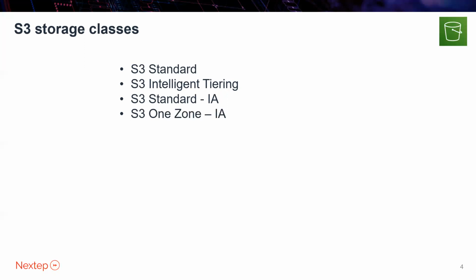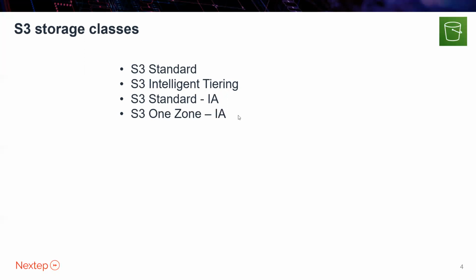But this fourth one is for objects that are not really important. Even if I lose them, not a big deal. But I don't want to pay as much as for the others, so I want to go for One Zone. So if one availability zone is down, I may not be able to retrieve this object immediately. Maybe I'll have to wait until that availability zone is up.